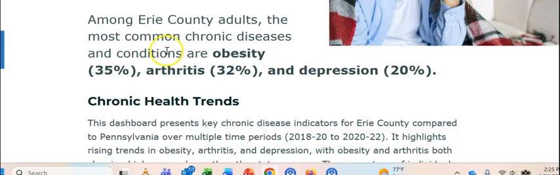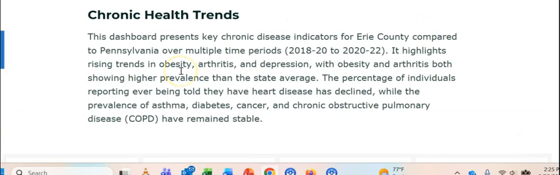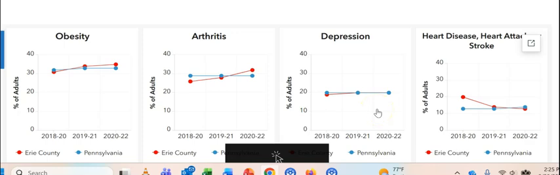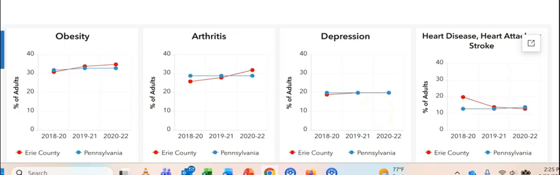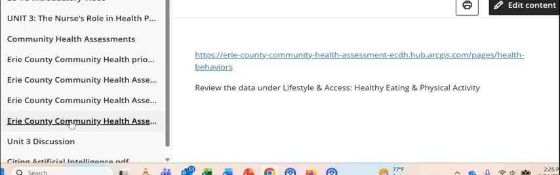And again, this is going to give you some of the major, most common chronic diseases, what they are and what percentage of our population has them, whether they've increased, decreased, a little dashboard. So I'm going to let you review that data. And again, remember, you can come back to this information as you work on your groups. It's very helpful, and it's brand new data. This just came out. I know it says 2025, but it did just come out.